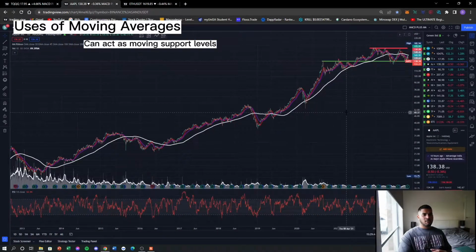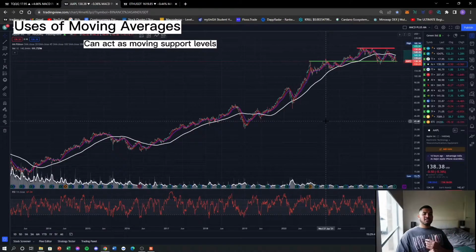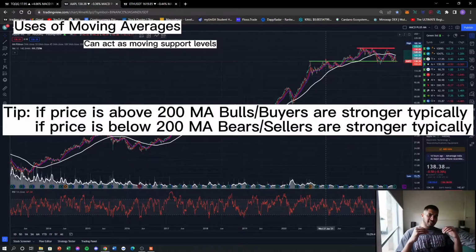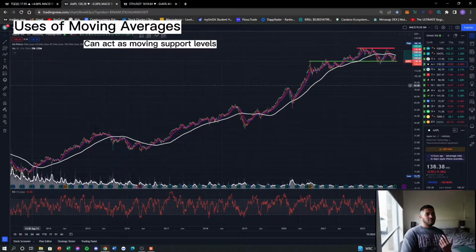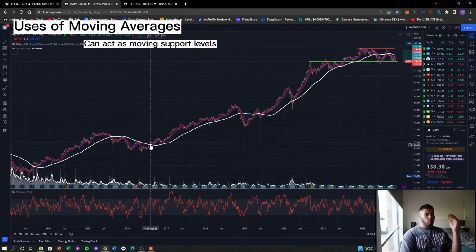Another example would be here, where we're using the 200 MA. When the price is above the 200 moving average, it usually indicates a bullish trend, meaning the buyers are in control. Let's say the price broke out of the 200 MA, which is over here. We can take a trade there if you want to, and you can quit when the price crosses below the 200 MA. In that case, you can make a substantial return. Let me just show you.